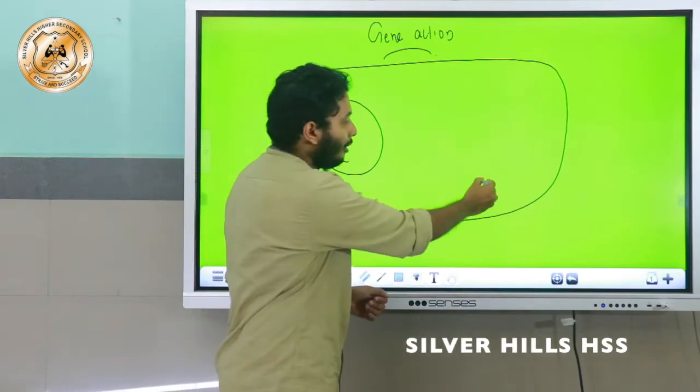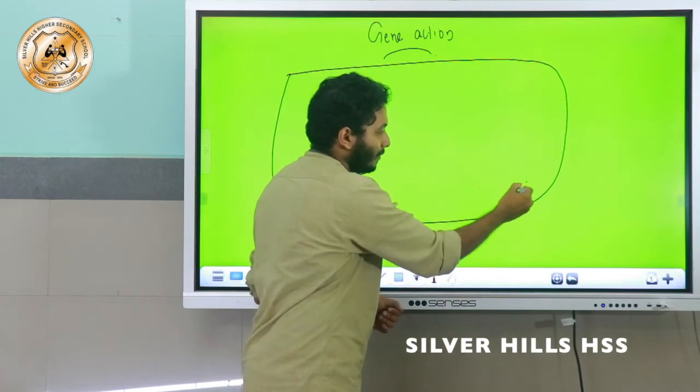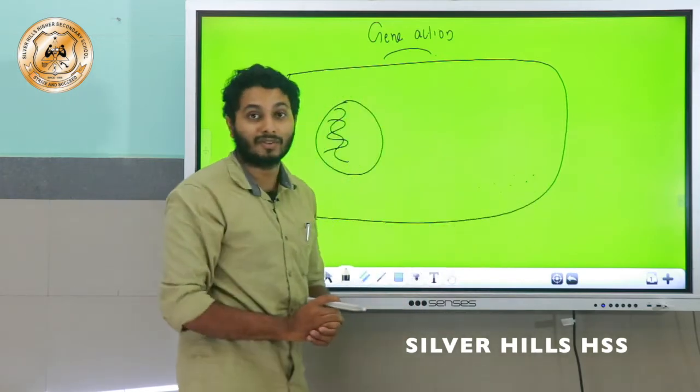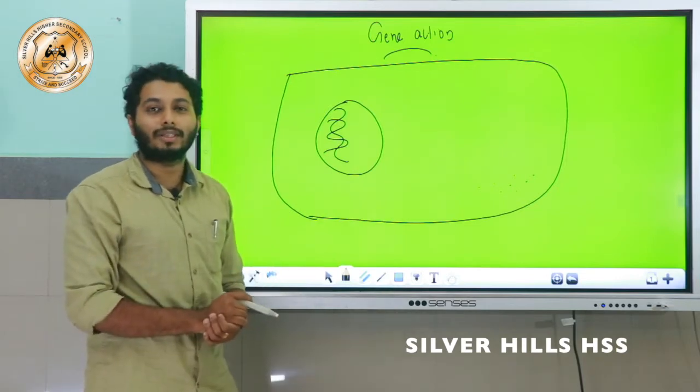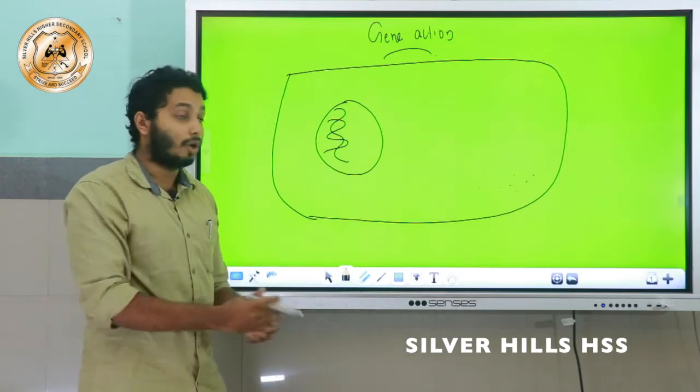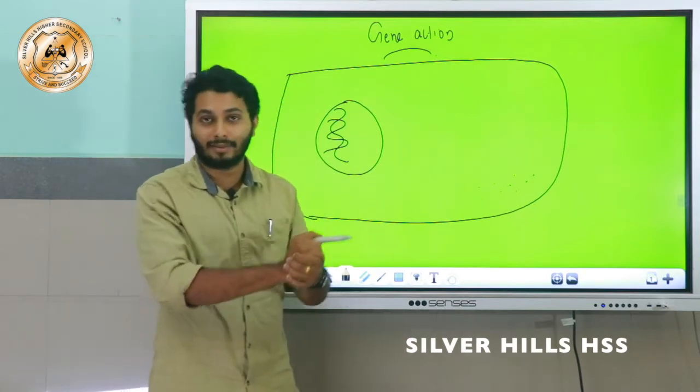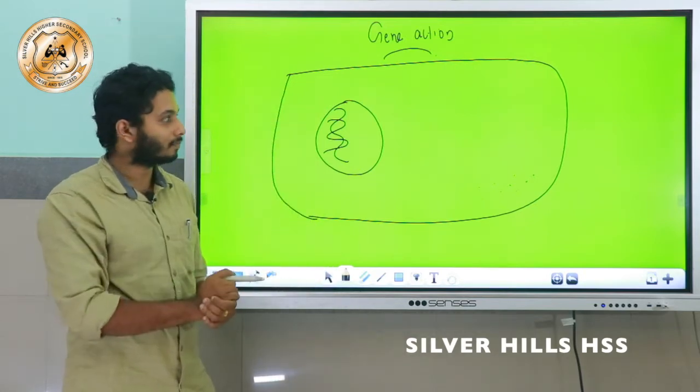Some amino acids are present in the cytoplasm. About 20 amino acids are present in the cytoplasm, and these amino acids are used for the synthesis of protein. In lower classes, you already studied that amino acids are the building blocks of protein.